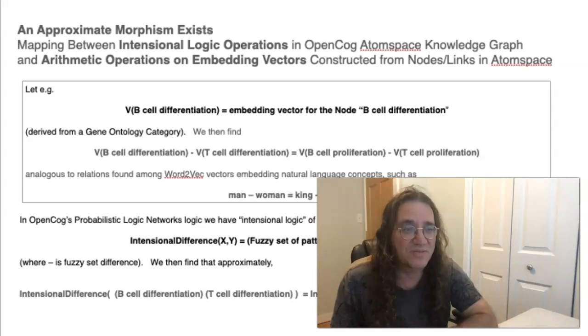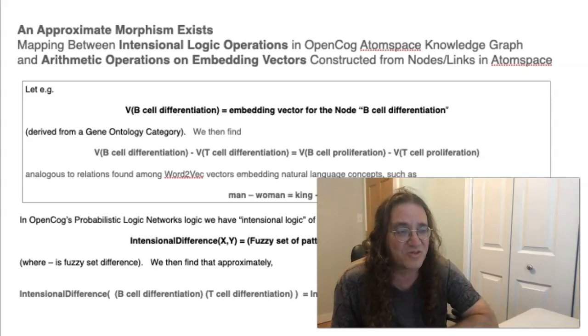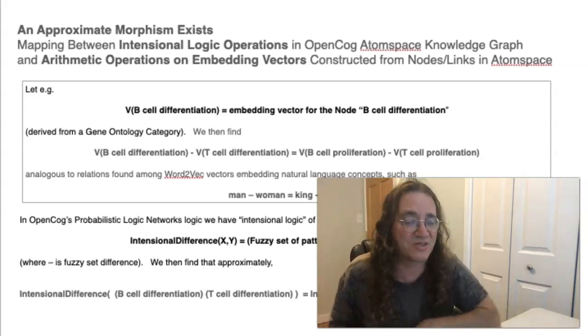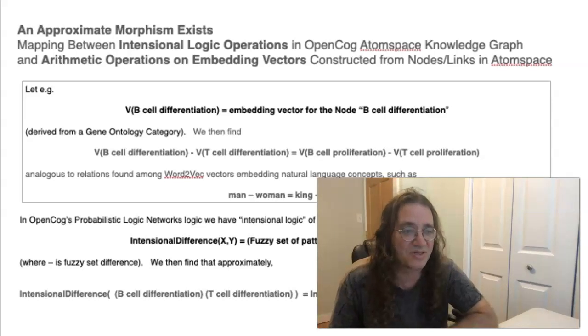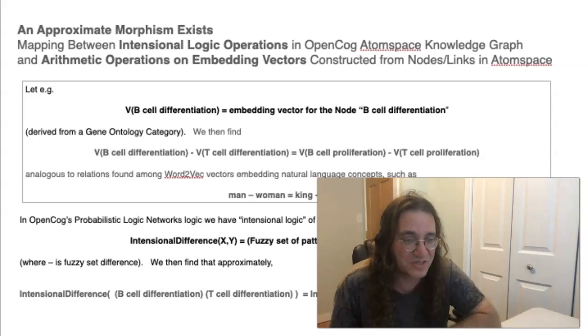And similarly, the properties B cell differentiation has but T cell differentiation doesn't, a lot of them are the same as the properties B cell proliferation has and T cell proliferation doesn't, because they're the properties of B versus T cells, right? And B and T cells are quite different in nature. What we find is when you have this sort of correspondence between the vectors, you can find a similar correspondence between the intentional differences in the PLN logic.